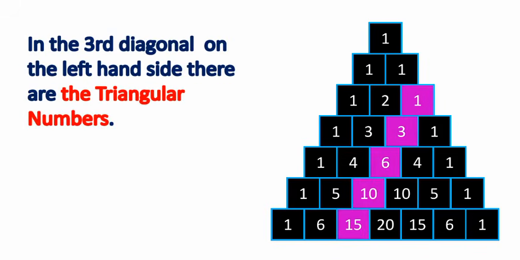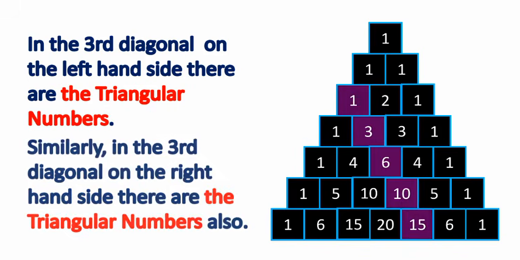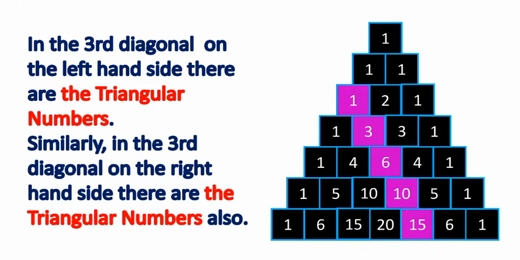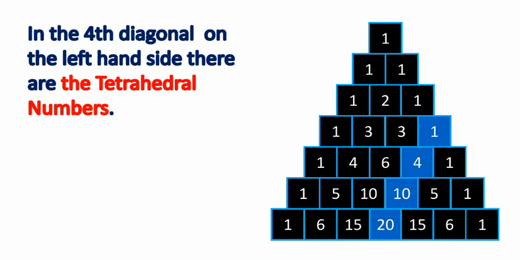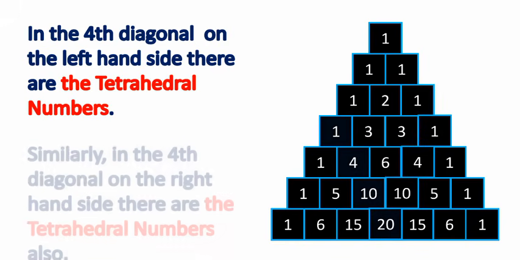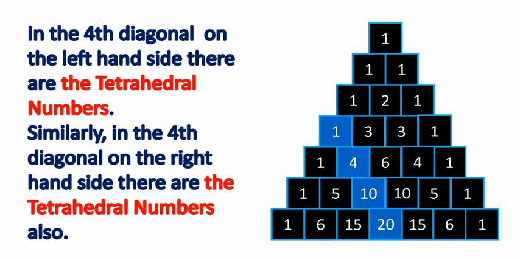In the third diagonal on the left hand side, there are the triangular numbers. Similarly, in the third diagonal on the right hand side, there are the triangular numbers also. In the fourth diagonal on the left hand side, there are the tetrahedral numbers. Similarly, in the fourth diagonal on the right hand side, there are the tetrahedral numbers also.